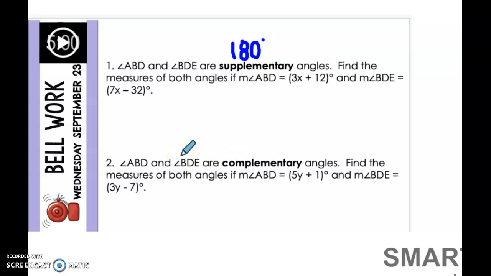Number two starts off the same way, but it says the measure of angle ABD and the measure of angle BDE are complementary angles. In this case, that means these two angles are going to add up to 90, because we know complementary angles add up to 90 degrees. So we're going to go through and I'm going to show you how to solve both problems, but remember you only need to solve one of them.